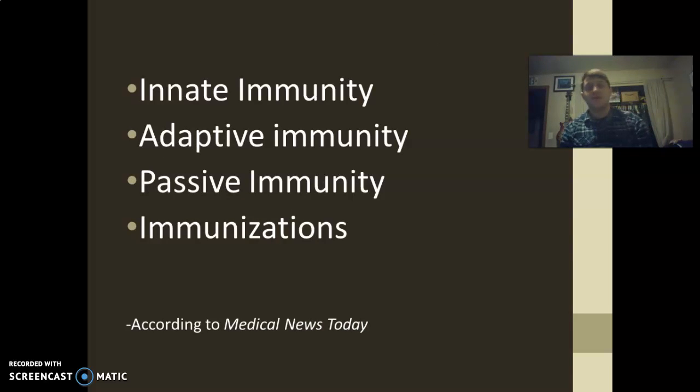Now, there are four types of immunity according to Medical News Today. There is innate immunity, which is what we are born with. There is adaptive immunity, which is what we grow into, what happens to us as our bodies change, such as getting infections and other diseases and viruses in our system that we then become immune to afterwards, after we're exposed to them, like mono, for instance. And there's passive immunity, which is immunity we get from other people. So that is like when we are infants and breastfed, we get immunities from certain things from the breast milk. And then there is immunization, which are vaccines that are created by man.